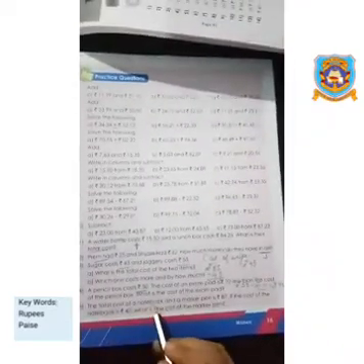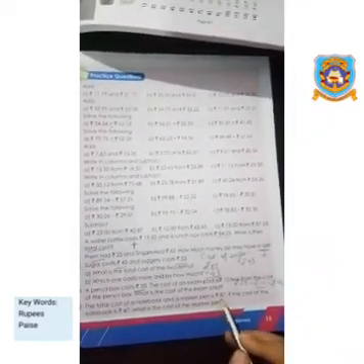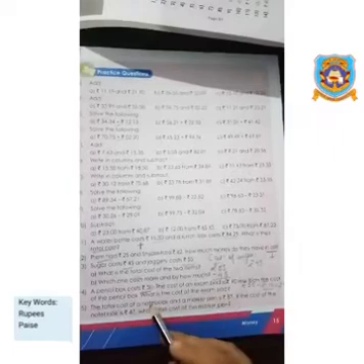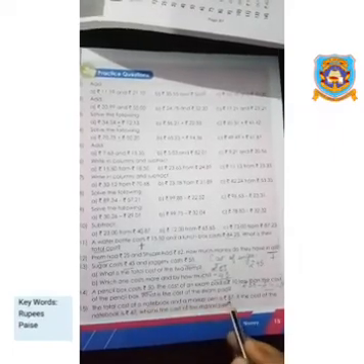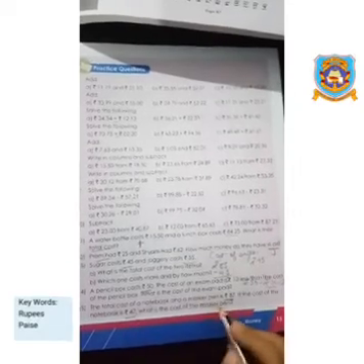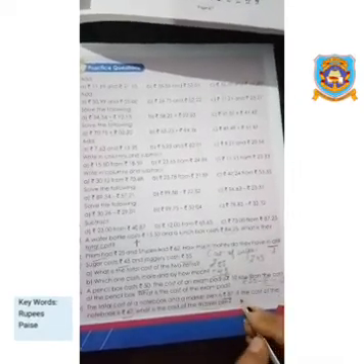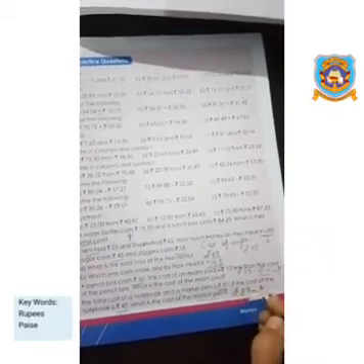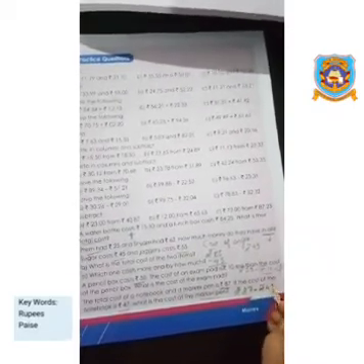The last question is: the total cost of a notebook and a marker pen is rupees 87. If the cost of the notebook is 47, what is the cost of the marker pen? Now the total cost of notebook and marker is rupees 87. Notebook price is given, marker price is not given. So how to find out? You have to find rupees 87 minus rupees 47. So if you subtract, I think you will get the answer, rupees 40.